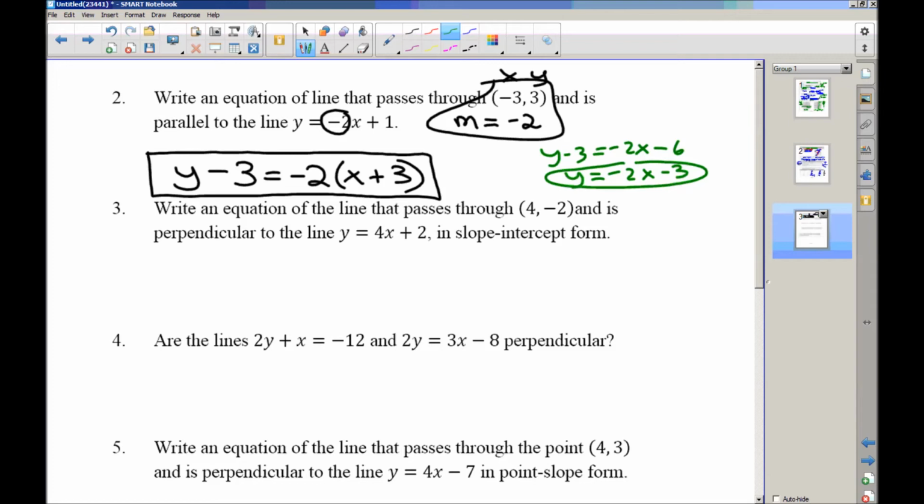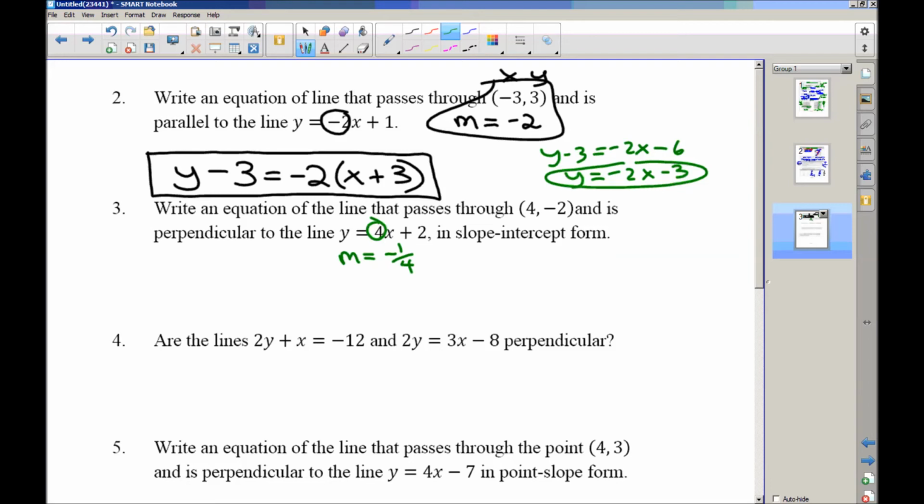All right, write an equation of a line that passes through (4, negative 2) and is perpendicular to the line y equals 4x plus 2. So once again, I know the slope of my new line. It's going to be the opposite reciprocal of this slope. So if this slope is 4, my new one is going to be negative 1/4. Okay? And then we're going to put this in slope-intercept form.